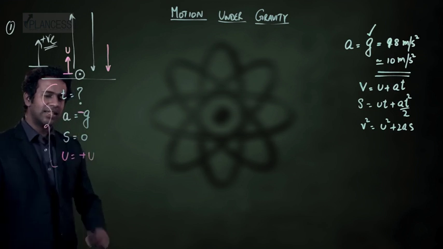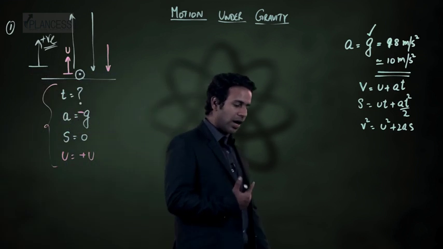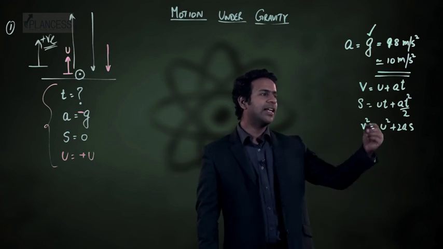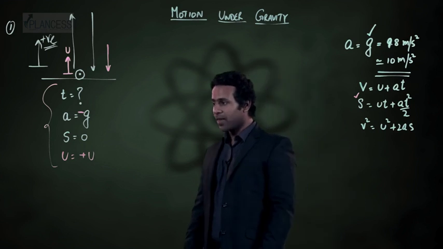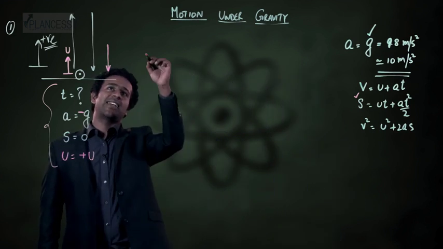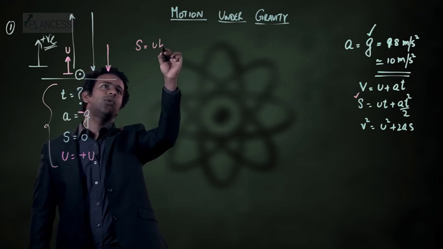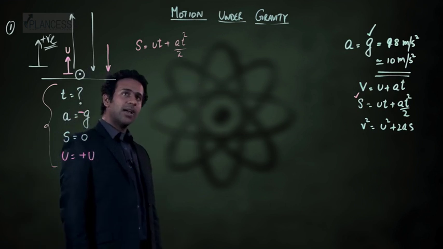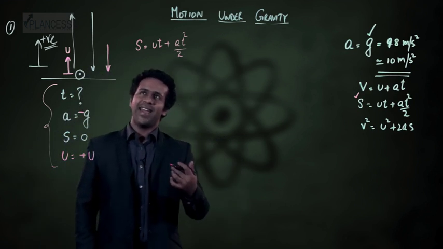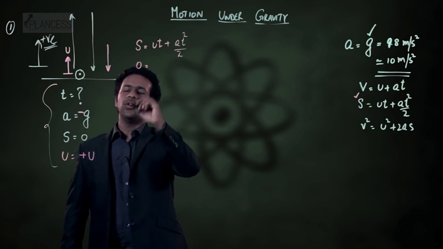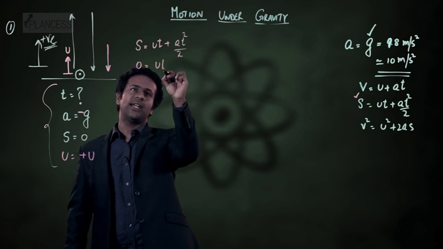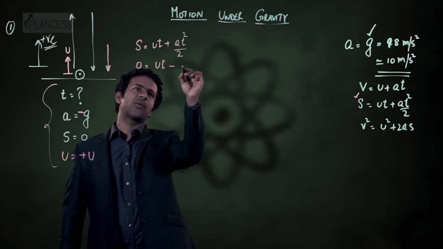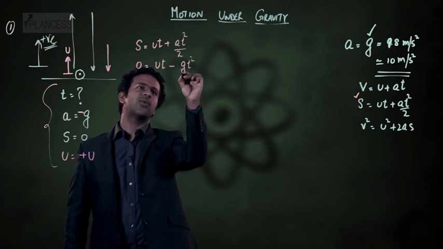So once again, these are the set of parameters we know or are to be found. So let's think of an equation which can help us find this. Clearly, the second equation would do the trick for us, right? So let's use the second equation, which is S is equal to ut plus at square by 2. Substituting values, you see that S is equal to 0, u is plus u into t. In place of a, we will substitute minus g, so this equation becomes minus gt square by 2.